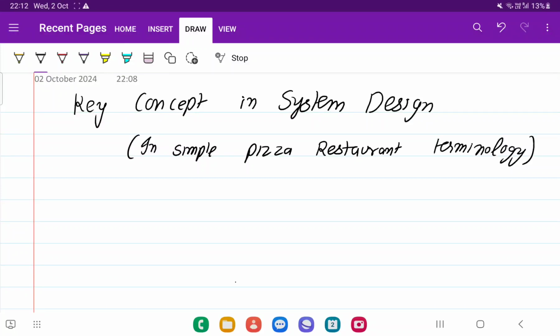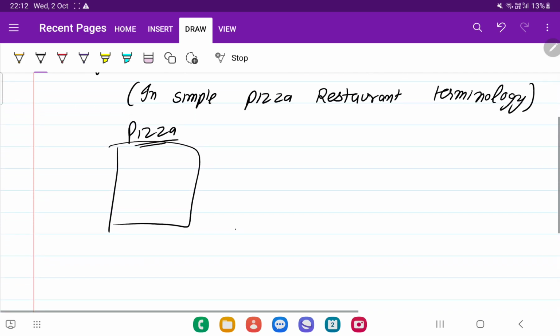Hello my dear friends. So today we are going to learn the key concept of system design, and here we are going to use a simple pizza restaurant example. Okay. So first of all, let us consider there is a pizza shop. Okay. Now in this pizza shop, what is happening?